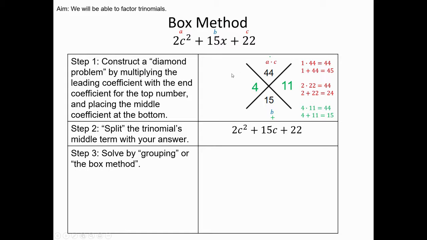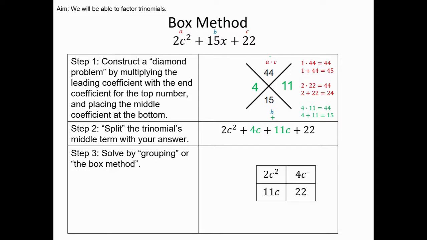So now that we have all this, we're going to take our original trinomial. I'm going to take this 15 right here and split it into 4c and 11c. Now, with all of this split up right here, I could use the grouping method just like before, but I also want to show you guys how to do the box method. So I'm going to take the box, and I'm going to put everything we have right here. So now we have to do exactly what we did before.